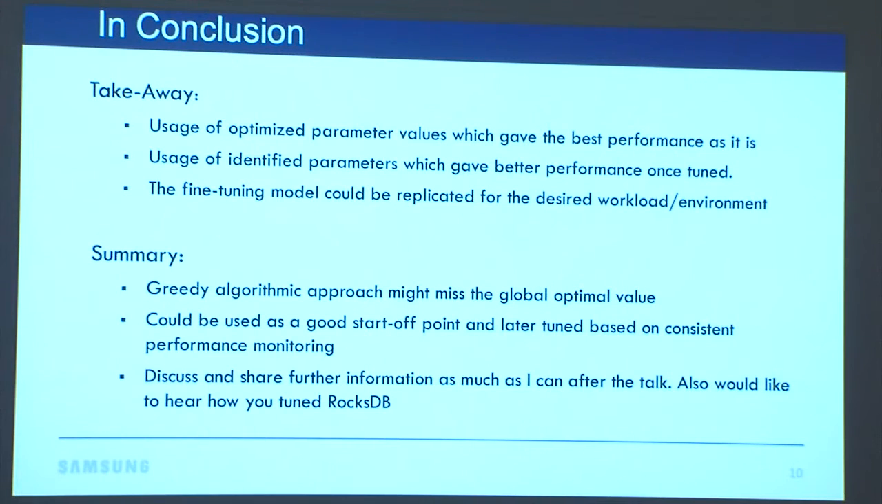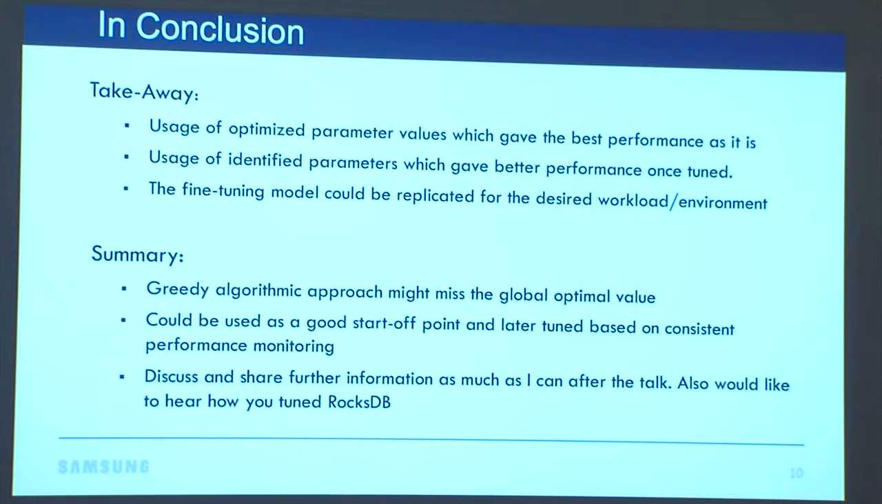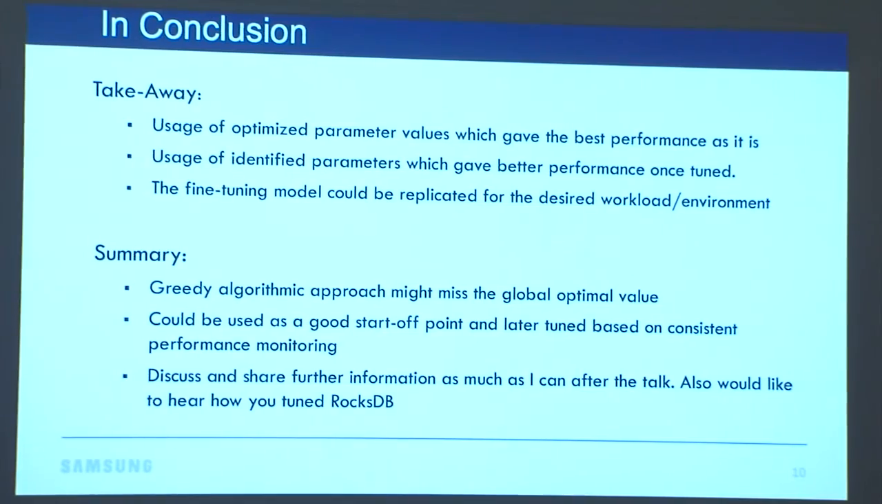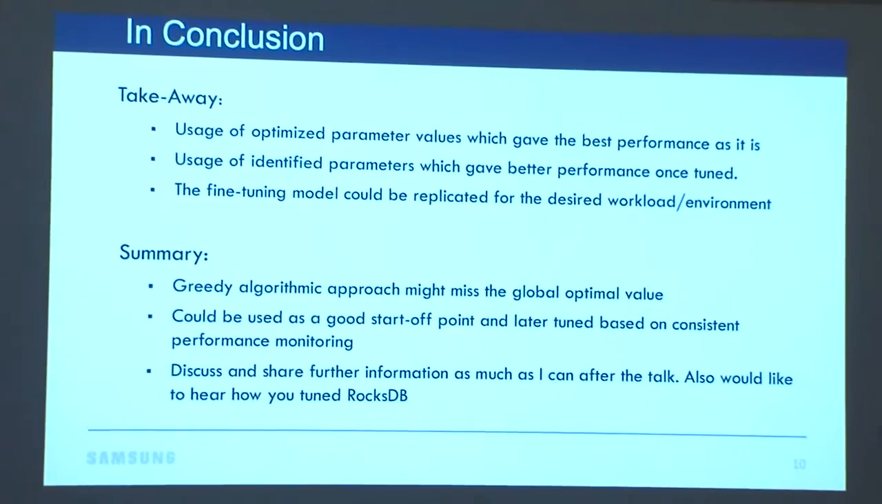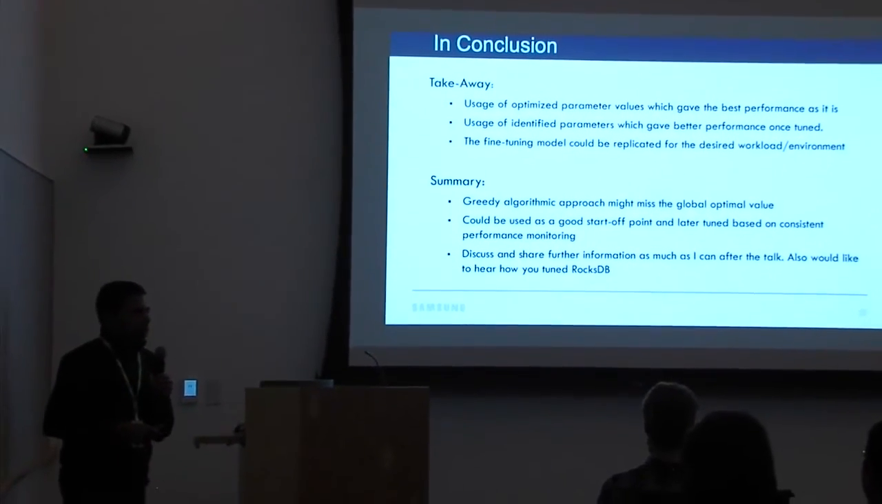Obviously, because this is a greedy algorithmic approach, we might miss the global optimal value and obtain only a local optimal value. We thought this is a good start-off point. As we start using the database and monitor the data and the key-value logs, we would get to know what other changes we need to make. Most of you would know more about performance tuning, so I would like to hear your comments and feedback, so that it's more like a two-way conversation. Thank you.